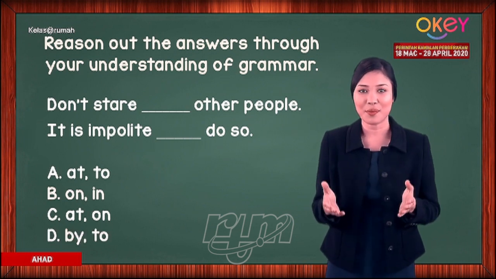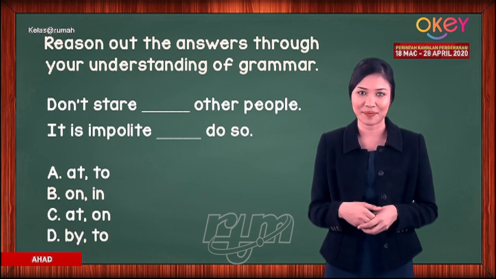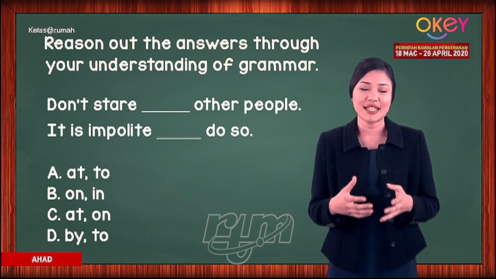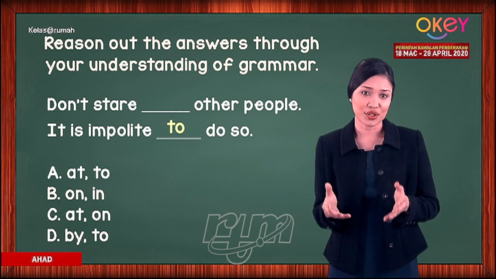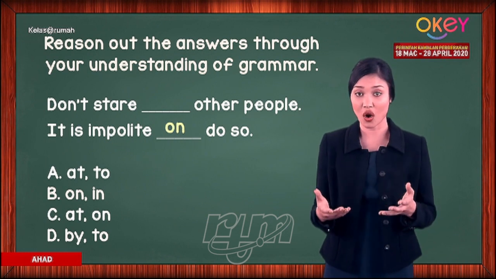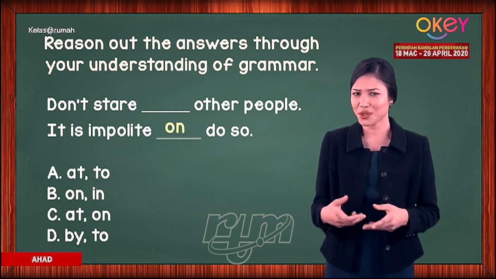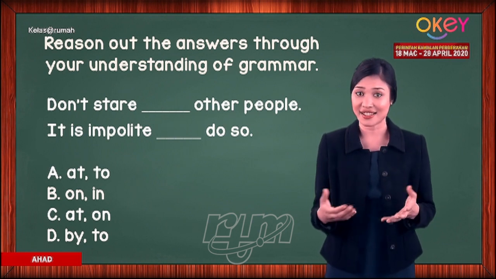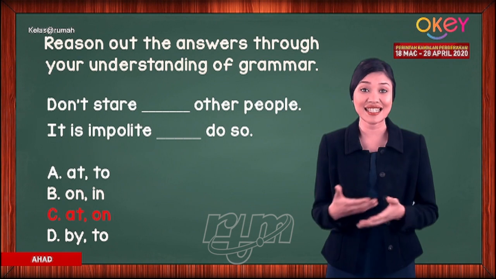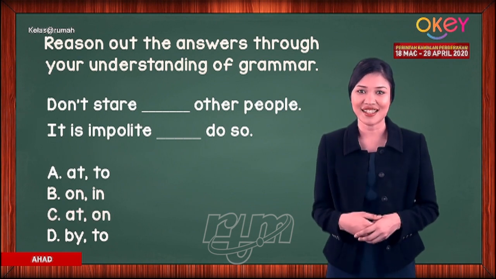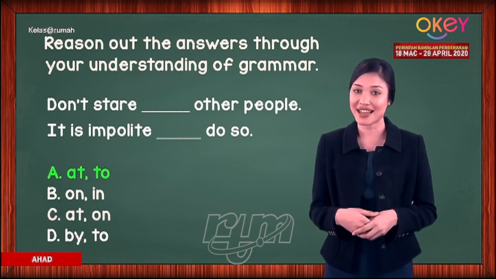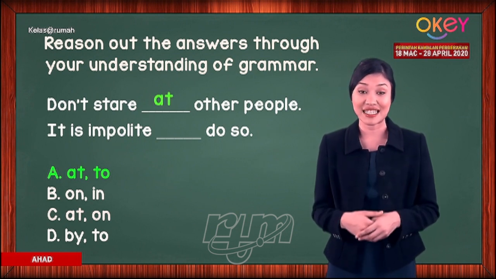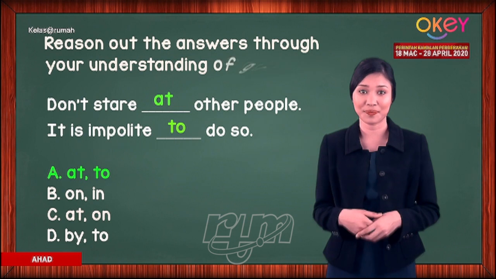We are now left with option A and option C. So we have to read the second sentence. It is impolite to do so. It is impolite undo so. Which one sounds right to you? The second sentence doesn't make any sense, so that means option C is out. The real answer is A, at to. Don't stare at other people. It is impolite to do so.